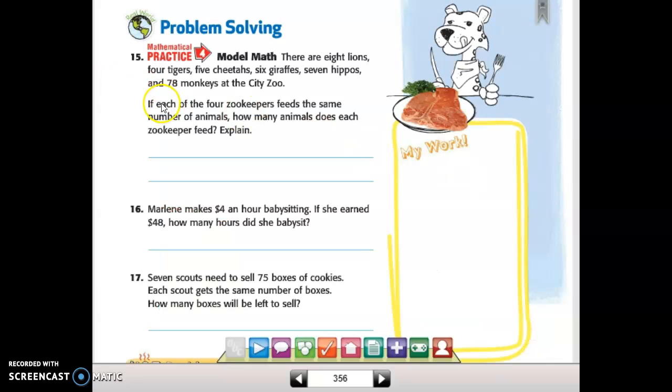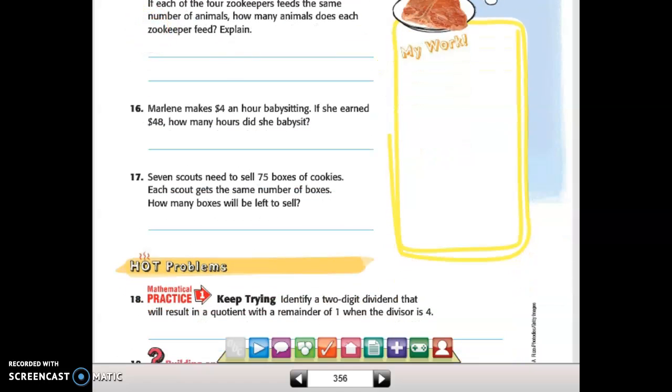And when you get to number 15, it's a 2-step problem. First, you need to find out the total number of animals in the zoo, and then you need to figure out how many are fed by each of the 4 zookeepers. So pay attention to that 2-step problem. And when you get to number 17, you will get a remainder, but don't worry about leaving it as a fraction, because this question here, how many boxes will be left to sell, is how you interpret that remainder on that one. So you don't need to write it as a fraction over 7.